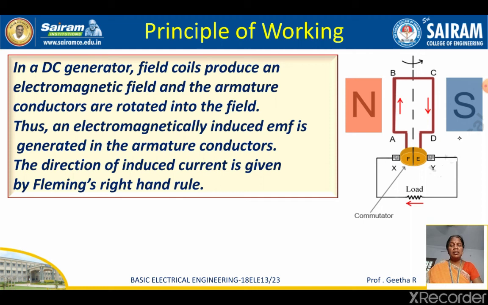The direction of the induced current is given by Fleming's right hand rule. Here the coil is rotated, and the EMF is induced in the coil. This is also called a dynamically induced EMF. When the armature is stationary and the field is rotating, then the EMF induced in the armature is called statically induced EMF. Since the coil is rotated here, the EMF induced in the rotating coil is called dynamically induced EMF.